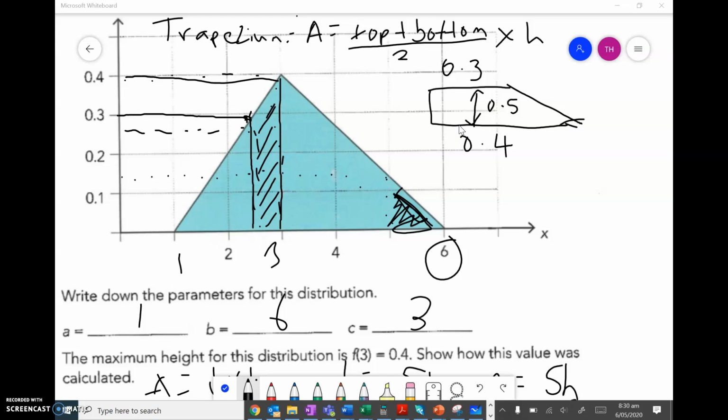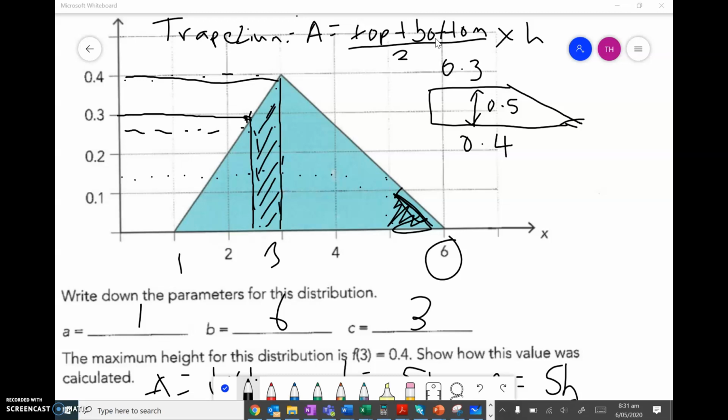Now, if you remember from Year 9 Maths, the area of a trapezium is the sum of the two parallel sides divided by 2, or half the sum of the parallel sides times the height. Now, I've just written top and bottom because normally in the trapezium formula we write A and B, and we don't want to get confused with A and B because we have a different A and B. So it's the top and the bottom divided by 2 times h.